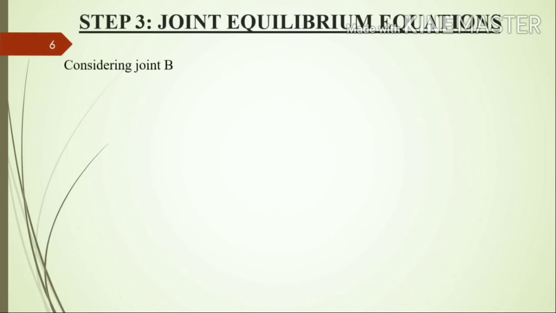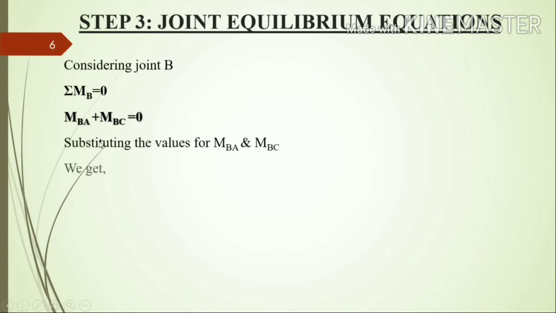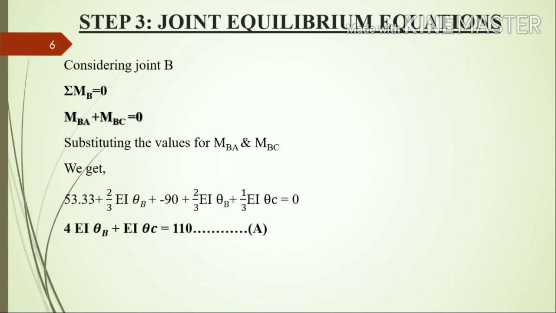So consider the joint B. We know that at joint B there are 2 members, BA and BC. So by considering the joint B, we know sigma MB is equal to 0. Sigma MB equal to 0 means MBA plus MBC equal to 0. That is, all the moment acting along the joint B is equal to 0. Then substitute the value of MBA and MBC. From the previous step, we got 53.33 plus 2 by 3 EI theta B minus 90 plus 2 by 3 EI theta B plus 1 by 3 EI theta C. Then reduce the equation to 4 EI theta B plus EI theta C equal to 110.